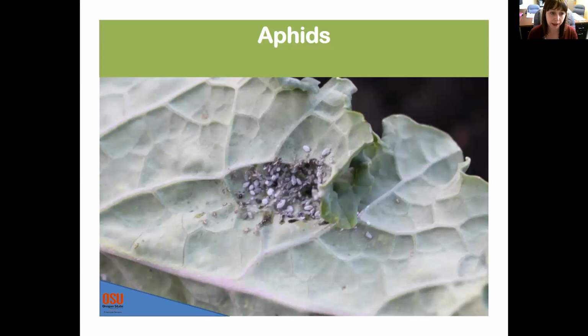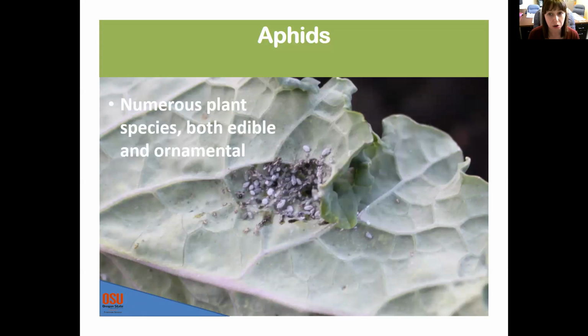So first we're going to talk about aphids. Aphids can sometimes look like this. They're kind of bluish gray. They can also be bright orange or yellow. They come in a lot of different colors. They are visible to the naked eye. Aphids feed on almost everything, ornamental and vegetables. They will eat a lot of different things. They have piercing, sucking mouth parts, and they will suck the juices out of a lot of different plants.